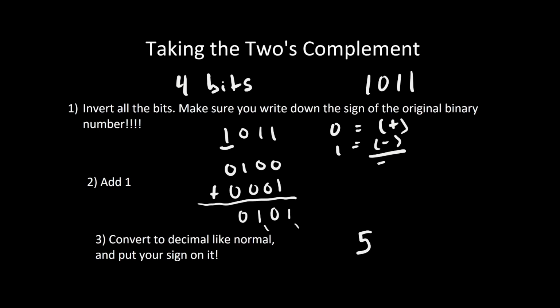But please remember your sign. And there you go. You're all done. That's how you convert a number to and from decimal and binary using 2's complement. All right, let's go back to discussing range. So what's going to be your most positive number?